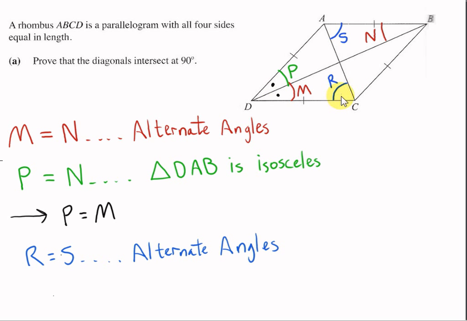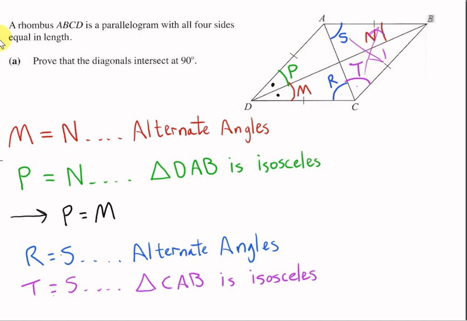Okay, so let's do something similar to what we did before. So we're going to look at the angle next to R, this angle here. And this angle and angle S are angles in an isosceles triangle. I'm talking about this triangle here. These two sides are the same. So we can state that. I'll call this angle T. So triangle CAB is isosceles. T equals S because they're both opposite equal sides in that triangle. And again, like before, you can see what's happening. Both R and T are equal to the same thing. So that means that R must equal T.